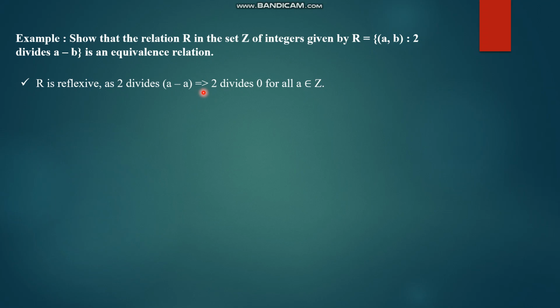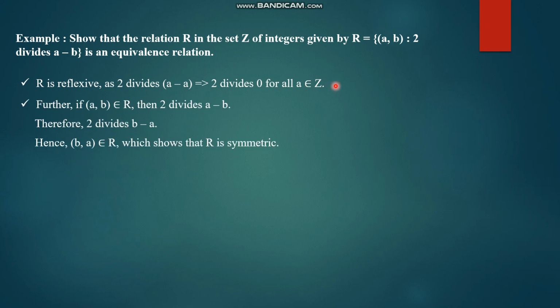So, if 2 divides a minus a, that means 2 divides 0. We know that a minus a is 0, which is true. 0 can be divided by any number. So, 2 divides 0 is correct. So, this holds good. Further, if (a, b) belongs to R, then obviously the meaning is 2 divides a minus b. We have to see the reverse. Therefore, 2 divides b minus a also. Hence, (b, a) belongs to R. As you know, if 2 divides a minus b, the reverse also holds good, which is symmetric.